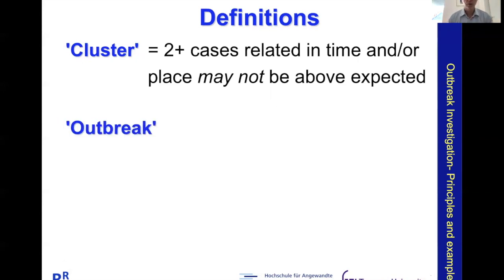What is then an outbreak? What is different between a cluster and an outbreak? What do you think? I think if it now becomes unexpected, maybe 2 or more cases related in time and/or place, but it's above the expected number.